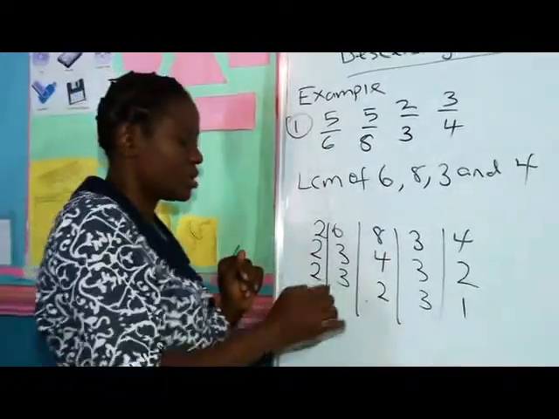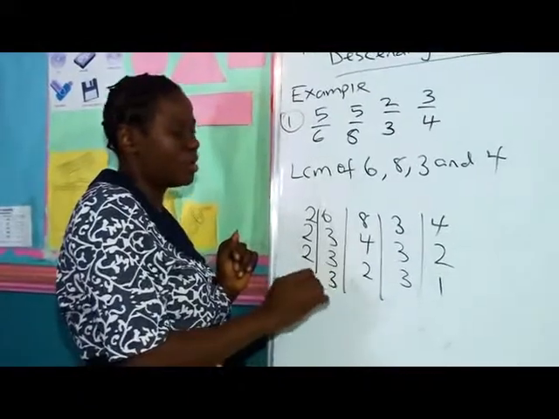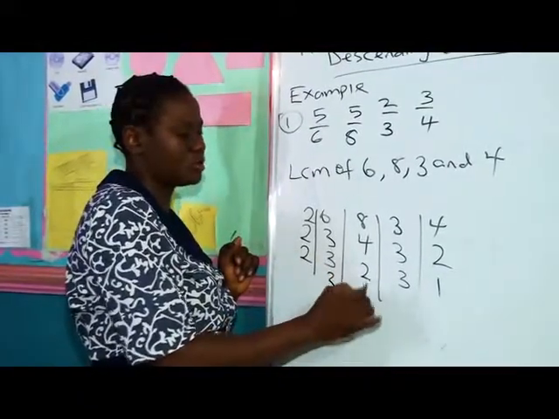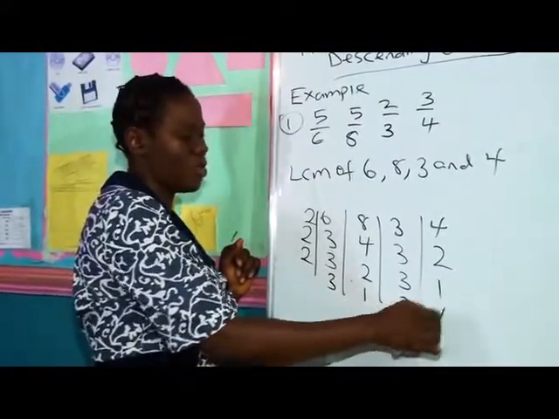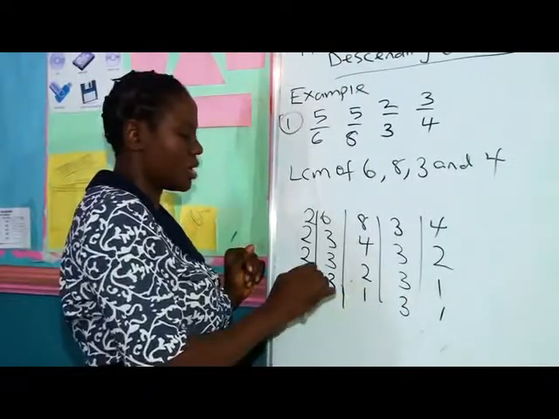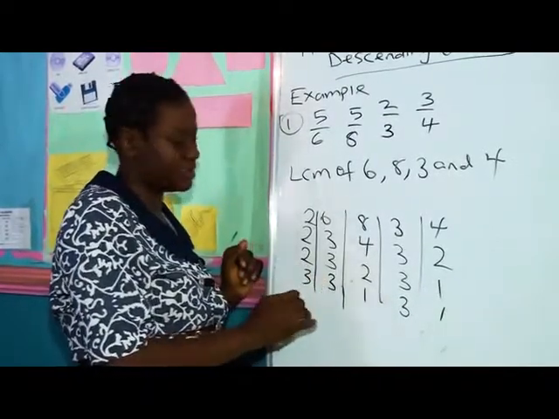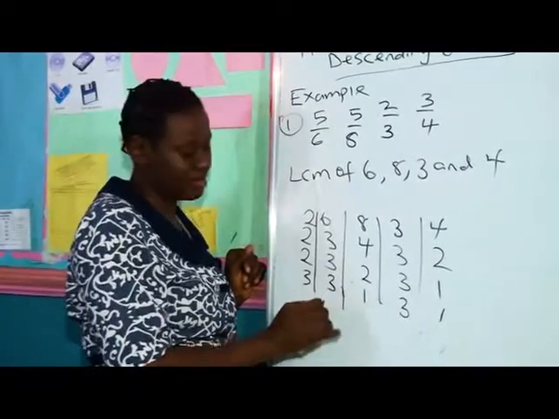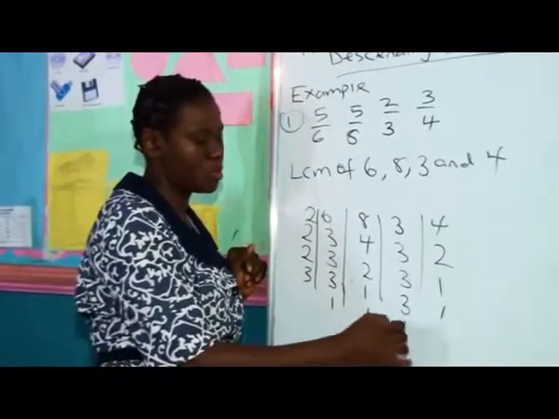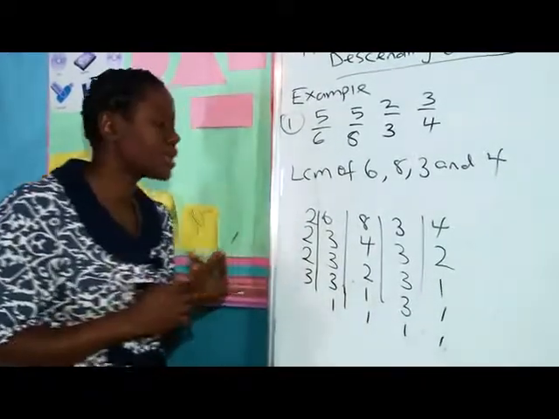2. 3. How many 2 in 2? 1. 3. 1. Now, I use 3 to divide. How many 3 can I find in 3? 1. 1. 1. 1.